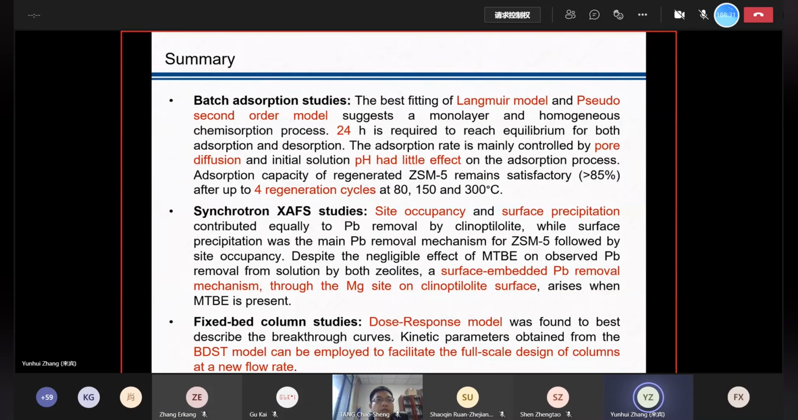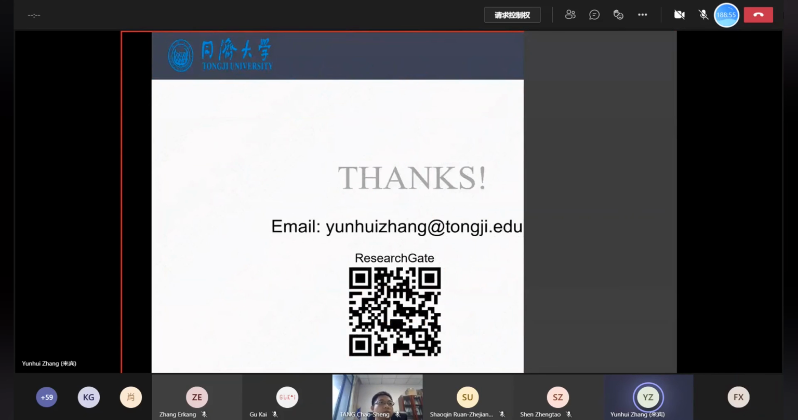And lastly, from the fixed-bed column studies, the dose-response model was found to best describe the breakthrough curves, and the kinetic parameters obtained from the BDST model can be employed to facilitate the full-scale design of the column at a new flow rate. And that's all for my presentation. Thank you everyone for your attention.